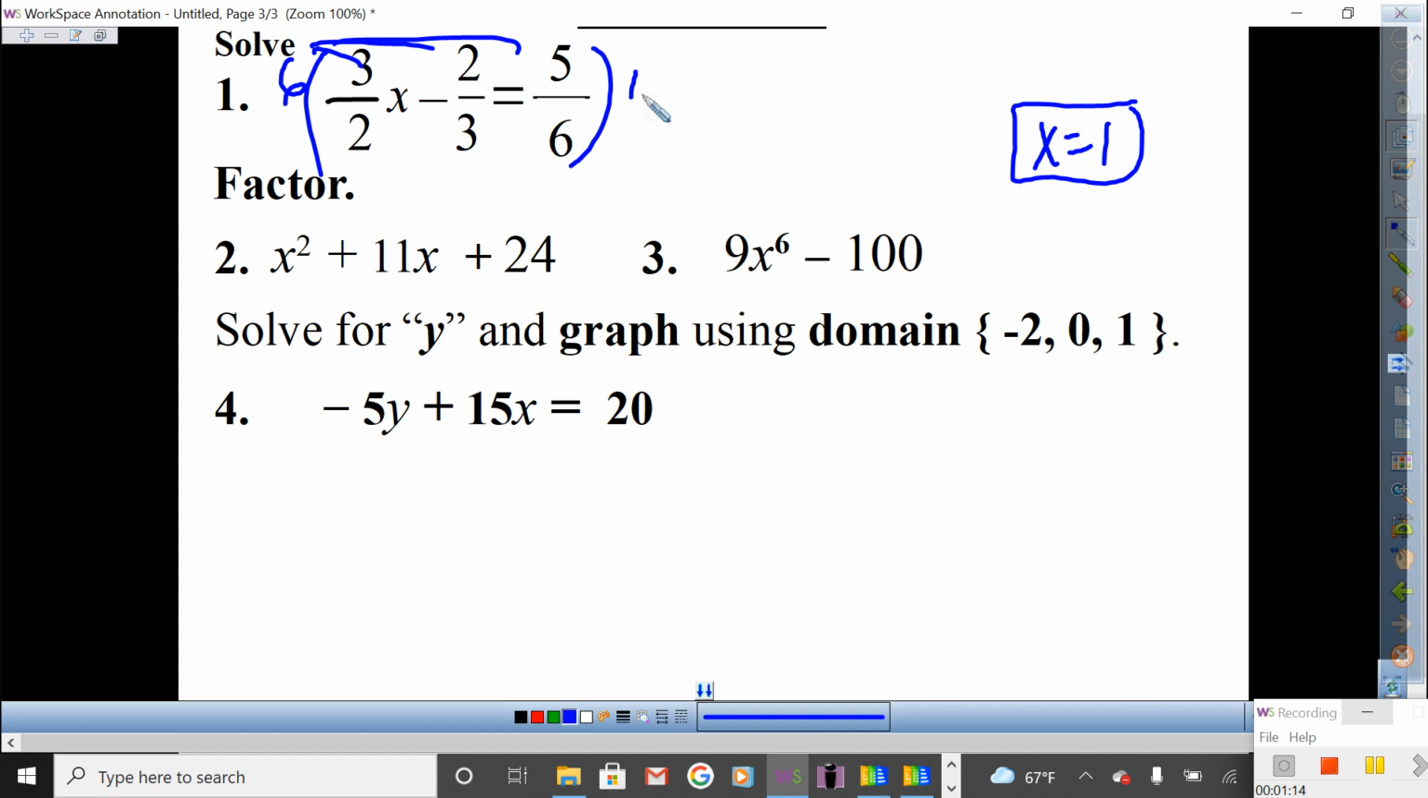Distribute. That became 18 over 2x minus 12 over 3 equals 30 over 6. And once you simplify, that became 9x minus 4 equals 5. And then when you solve, you add 4 to each side. 9x equals 9, divide by 9, and that gives us x equals 1. All right, Alejandro, pass someone.